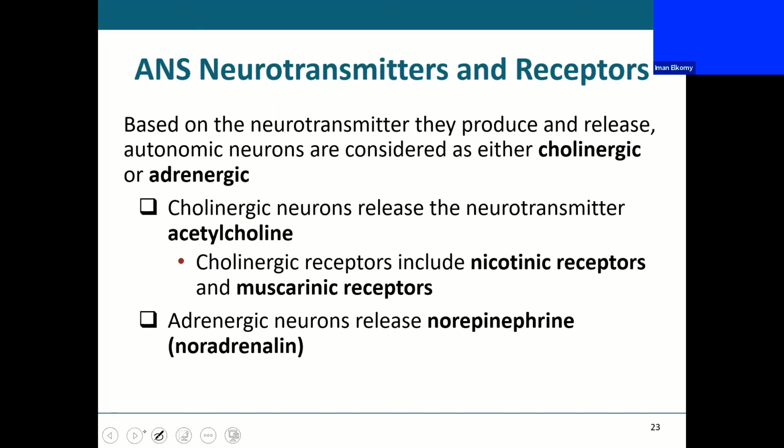Okay, our neurotransmitters. We know that acetylcholine was the one that we saw in the somatic system, and that we're also going to see it in the autonomic nervous system, right? In addition to that, I told you we have other neurotransmitters for the autonomic nervous system.